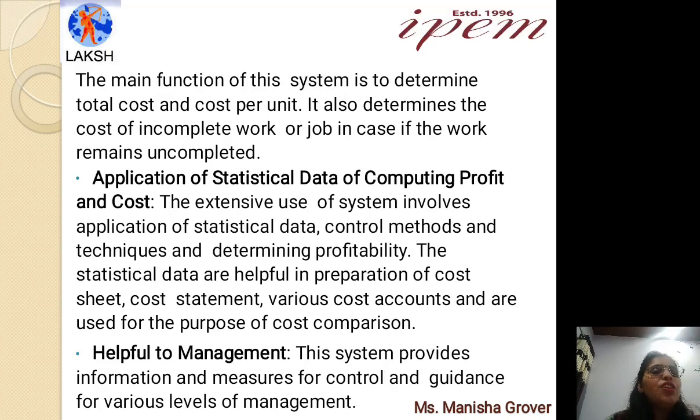Then next is the application of statistical data for computing profit and cost. If we have to calculate the profit and cost, we can use cost accounting also. Why? With the help of this, we can evaluate the manufacturing unit's profit and loss. We can get the total cost of production in terms of statistical methods and statistical data, and overall we can control it accordingly. If we need some corrective measures, we can take them accordingly, and we use these corrective measures to determine our profit at a certain level.